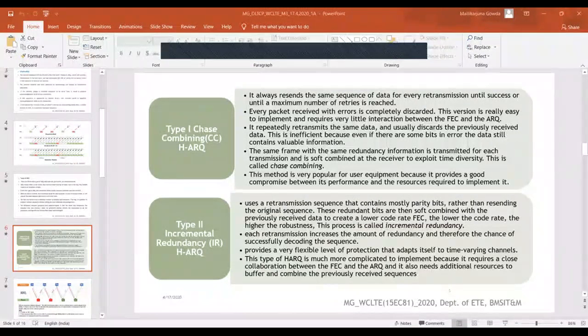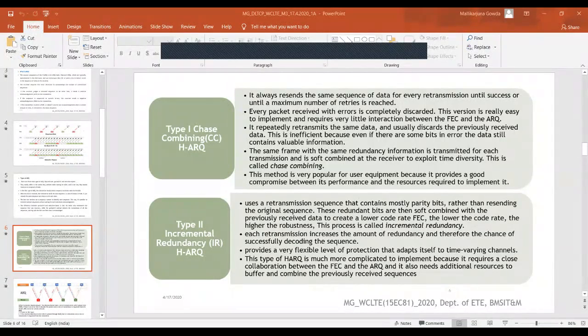Each retransmission increases the amount of redundancy, and therefore the chance of successfully decoding the sequence is higher. This technique provides a flexible level of protection that adapts itself to time varying channels. But it is more complicated to implement because it requires a close collaboration between FEC and ARQ, and it also requires buffers.